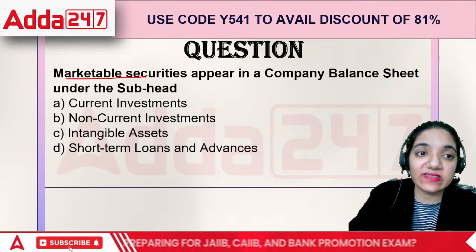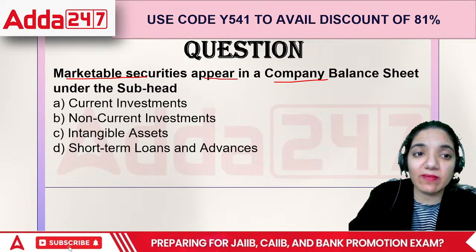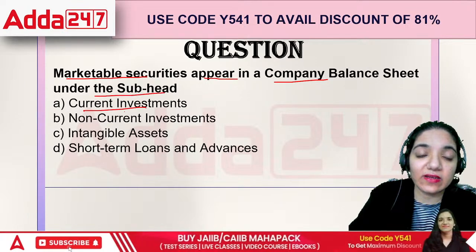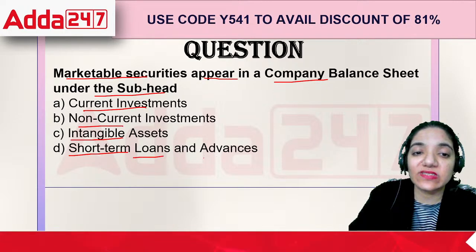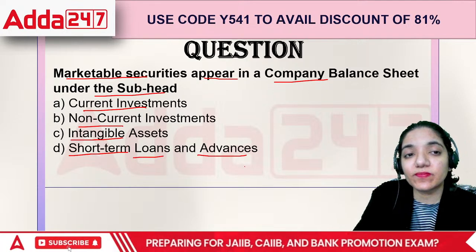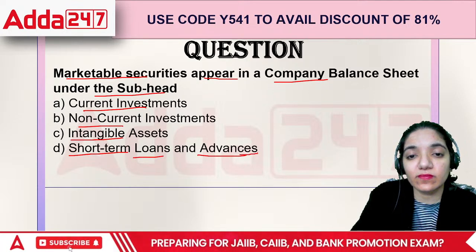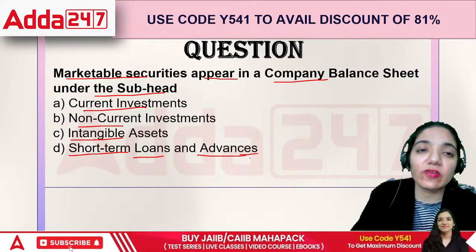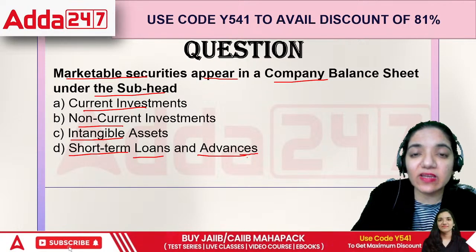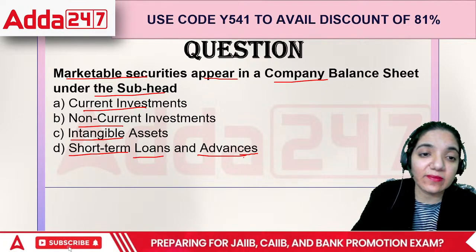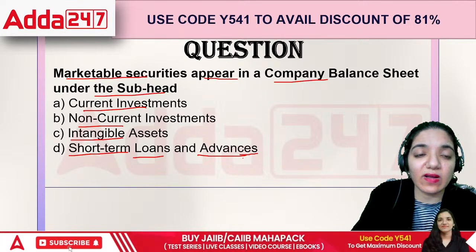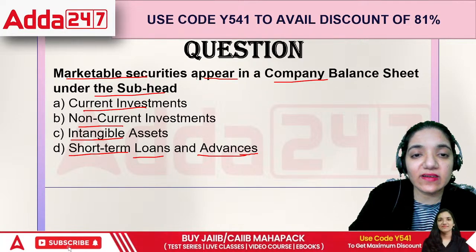The marketable securities appear in the company's balance sheet under the subhead of current investments, non-current, intangible assets, or short-term loans and advances. Marketable securities are basically current investments.